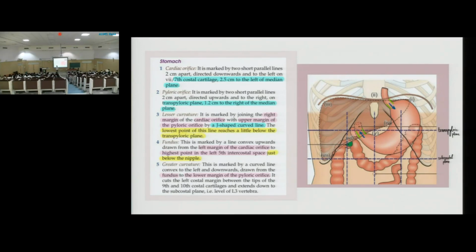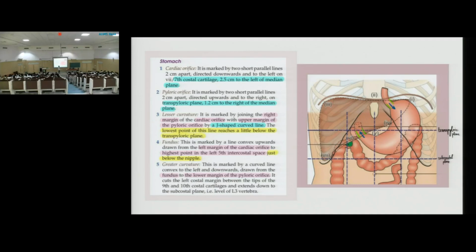There are five important points that we have to remember while doing the surface landmarking of the stomach. There are two orifices: one is the cardiac orifice and the second is the pyloric orifice. And two curvatures: one is the greater curvature and the other is the lesser curvature. And the last one is the fundus of the stomach.